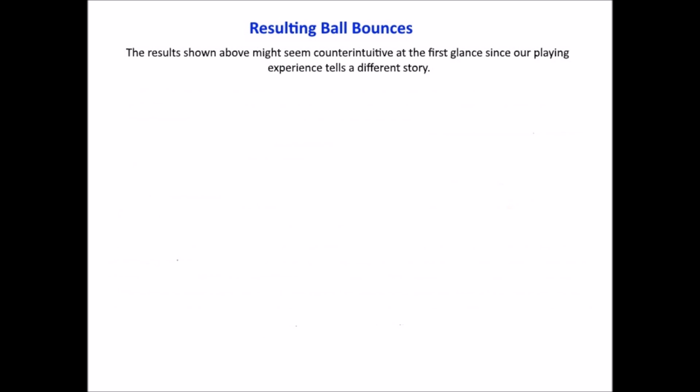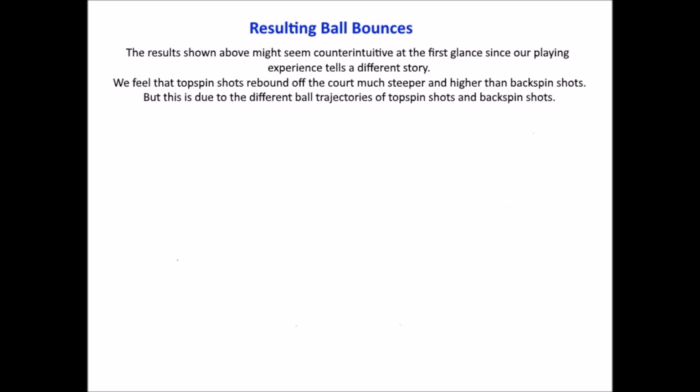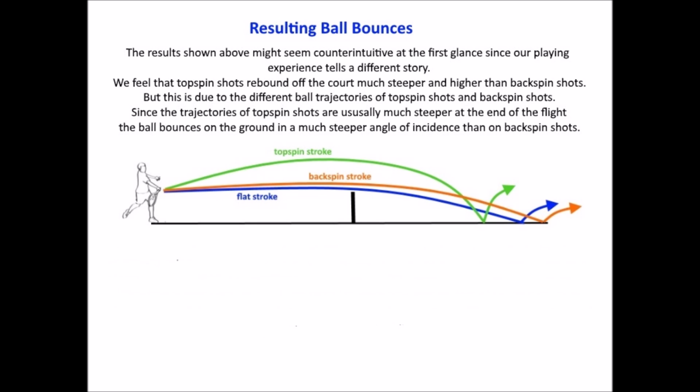These results might seem a little counterintuitive at first glance, since our playing experience tells a different story. We actually feel that topspin shots rebound off the court much steeper and higher than backspin shots. But this is just due to the different ball trajectories of topspin shots and backspin shots. Since the trajectories of topspin shots are usually much steeper at the end of the flight, the ball bounces on the ground at a much steeper angle of incidence than on backspin shots. Hence we experience a steeper rebound off the court on topspin shots than on backspin shots.